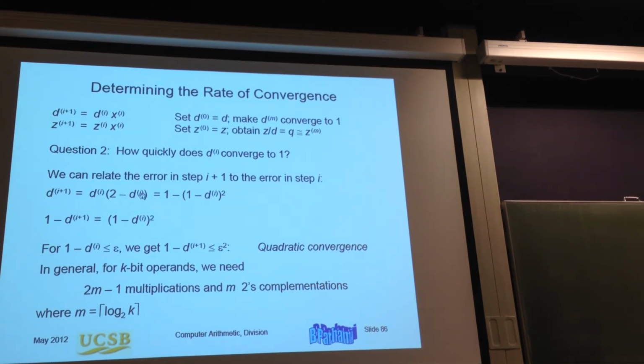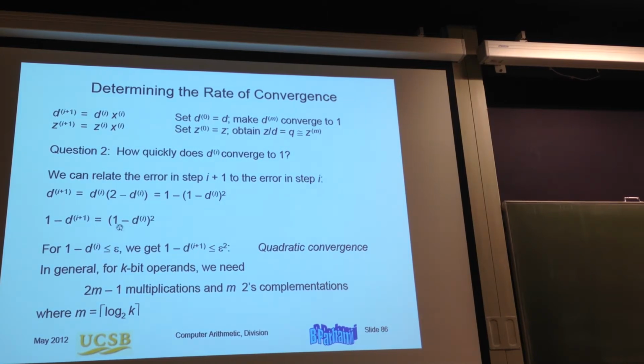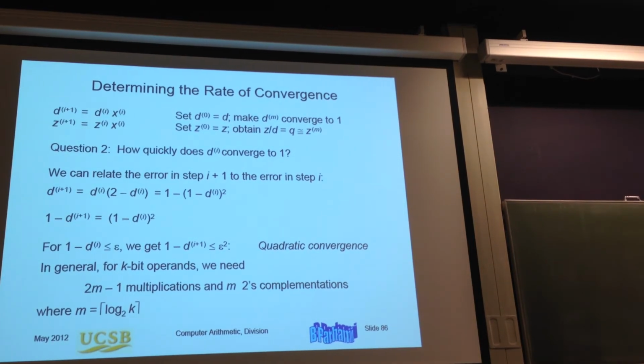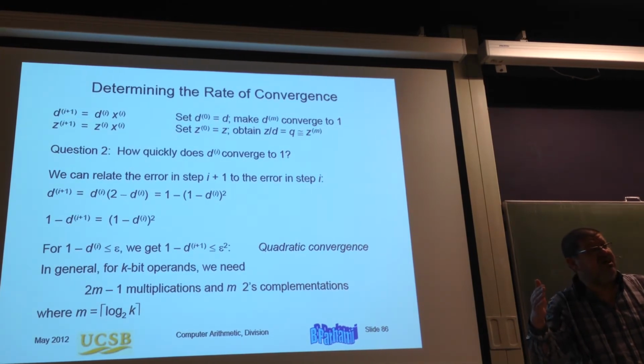If I do here the multiplications, what I will obtain is 1 minus di squared. Then this is the error at iteration I plus 1, and this is the error at iteration I. Then I see that the error at the next iteration is actually quadratic. Then while in the addition case I was having linear convergency, now it's quadratic. Each iteration, the error, it's actually getting a lot lower.